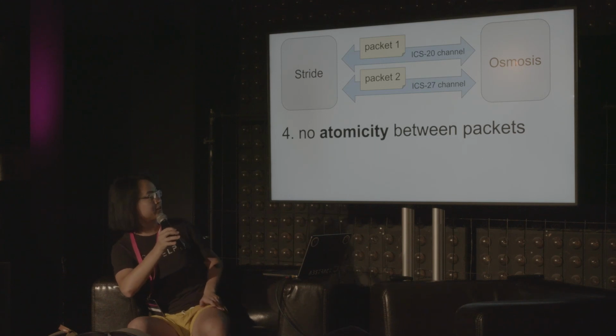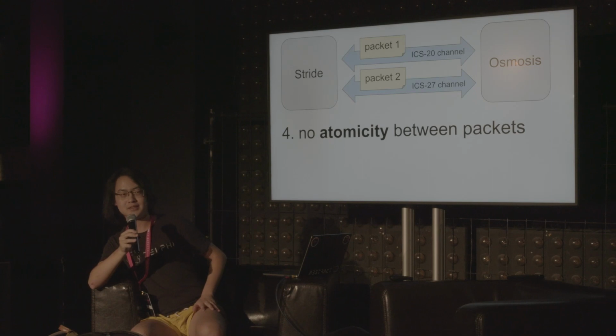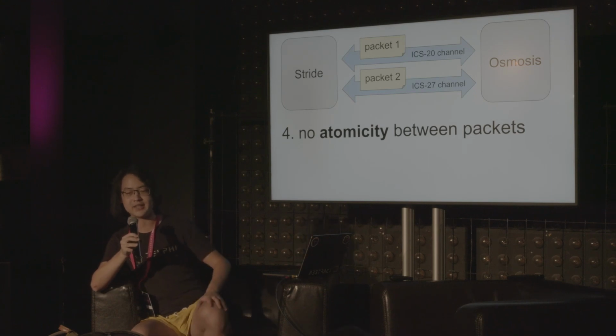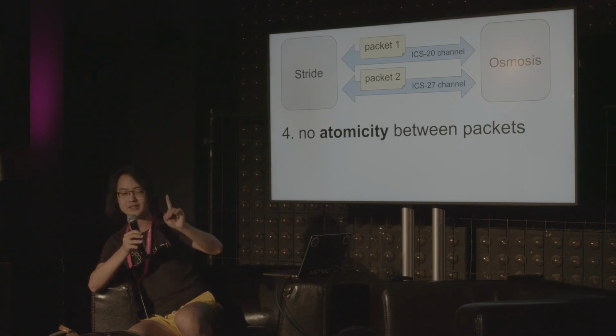Problem number 4, there is no atomicity between packets. What do we mean by atomicity? If you have an action that consists of multiple steps, atomicity means the whole action only succeeds if each and every step succeeds. If any single one of those steps fails, the entire action fails. So this is what atomicity means. And this is a desirable property. Why is it a desirable property?